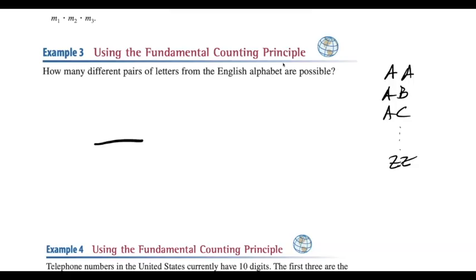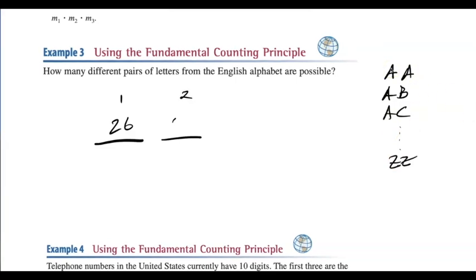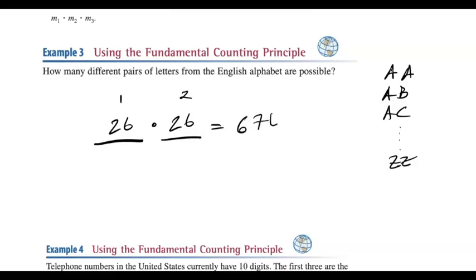How many ways could I get the first group in the pair? There's 26 letters in the alphabet, 26 of them. And how many ways could I get the second in the pair? 26 of them again. First, I multiply those things out, and I get 676 possible pairs. That's much easier than listing out all 676 and counting them up. So you see the fundamental counting principle.